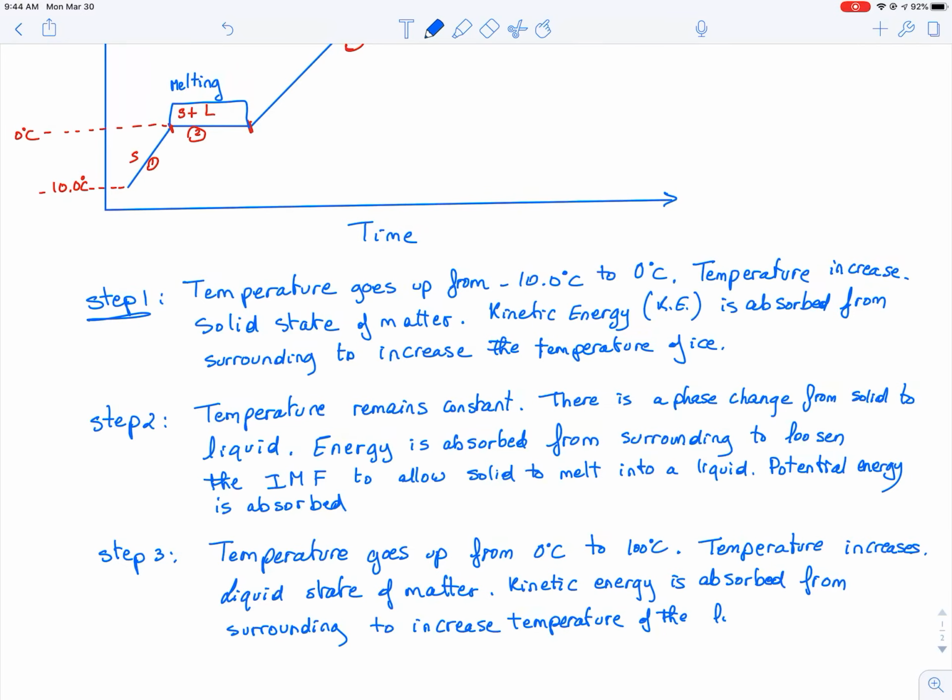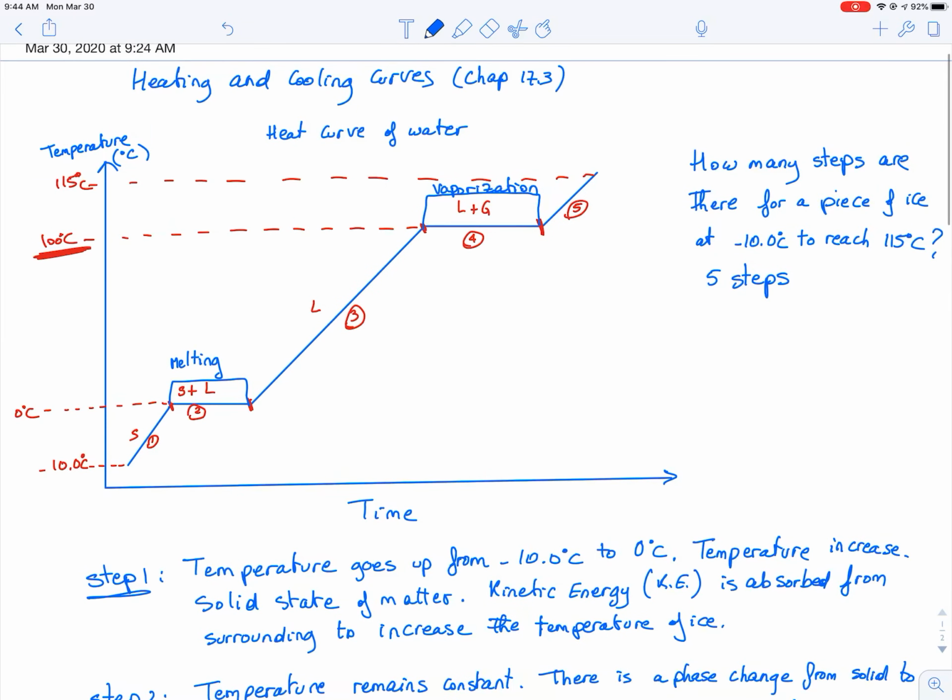Now I want you to notice something. By now, hopefully you have noticed it. We cannot have both at the same time: an increase in temperature and a change in the state of matter. You always have either an increase in temperature or a change in the state of matter. As I mentioned, if you look at the plateau right here, it means that the melting occurs at 0 degrees Celsius, so no temperature change.